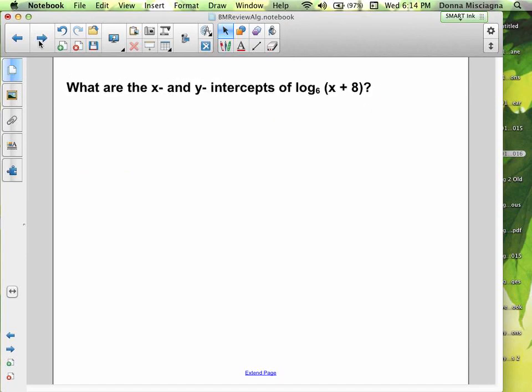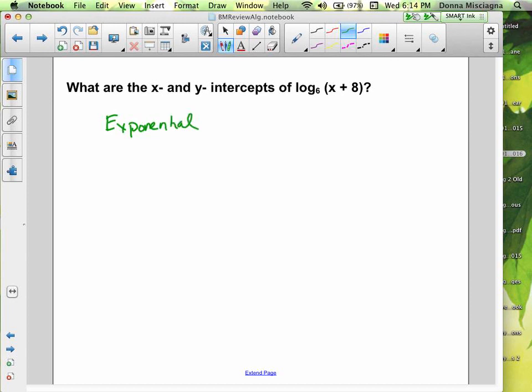What are the x and y intercepts of log base 6 of x plus 8? You could graph it on a graphing calculator and take a look at it. You can graph it on paper and try and take a look at it. If we were graphing it, we would rewrite in exponential form. In exponential form, it would be 6 to the y equals x plus 8. And if we were graphing it, we would just graph y equals log base 6 of x and then translate it. Let's try and understand what our function looks like.